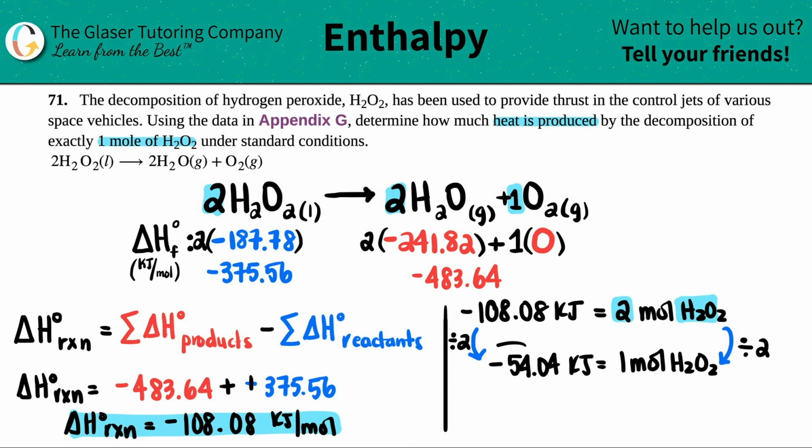H2O2. So basically, if I wanted to sum this up as a ratio, what we would just say is that for every 54.04 kilojoules that is being released, the negative means released, this would be equal to 1 mole of H2O2, or we could just say that this is per mole of H2O2, right? Because per mole means that it's per 1 mole. So that would be your final answer.